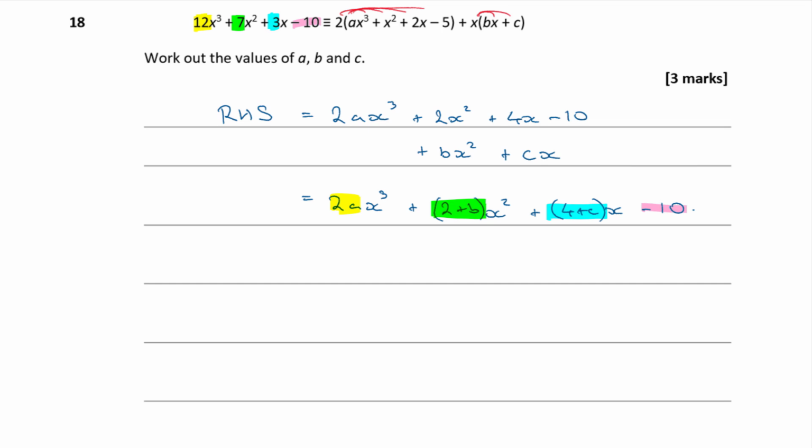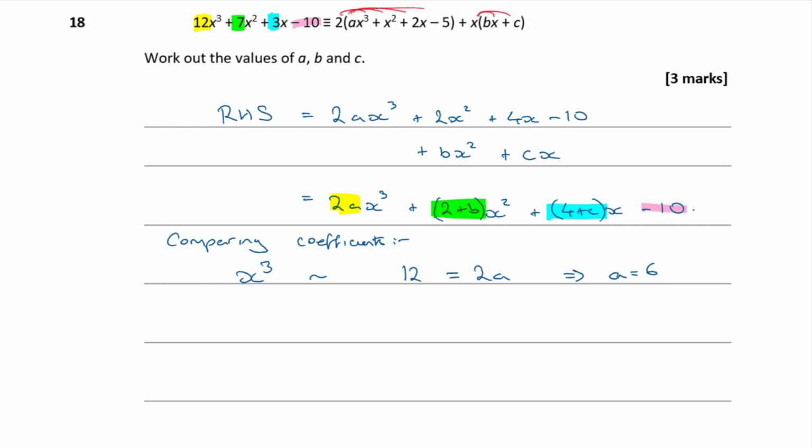So this is a process called comparing coefficients. So we're going to compare coefficients here. Now starting off with the x cubed coefficients. On the left hand side I've got 12, and on the right hand side I've got 2a. So if 12 is equal to 2a, that tells me that a is equal to 6.